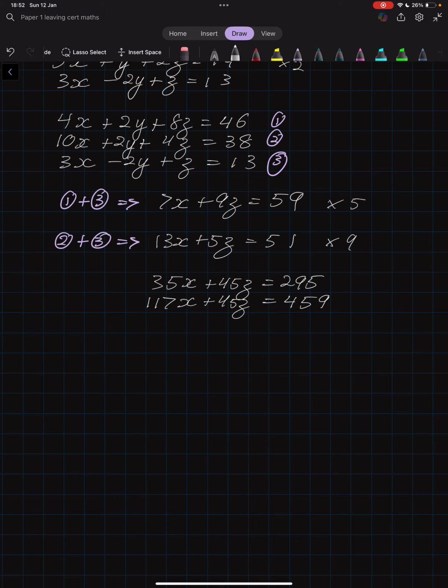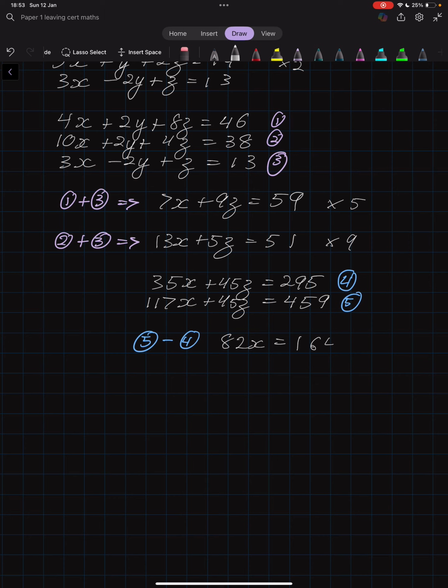So now I'm going to call this equation 4, this equation 5. I'm going to do equation 5 minus equation 4. So 117 minus 35 is going to be 82. 45z minus 45z is just 0. 459 minus 295 is 164. Okay, thank God this simplifies down. The numbers were getting very big for a second.